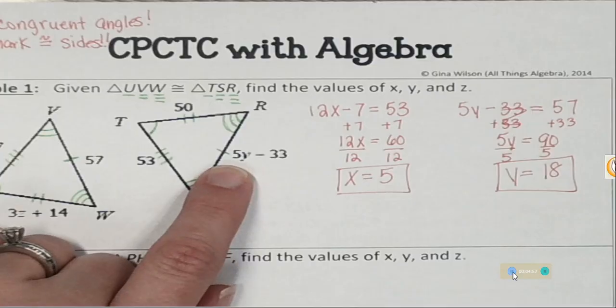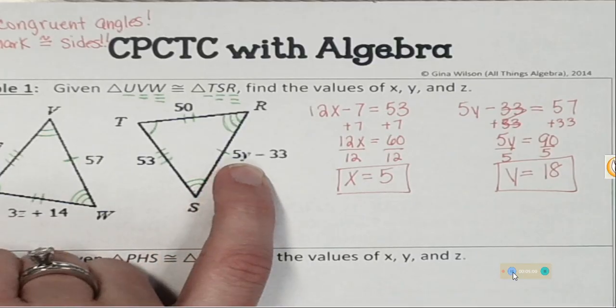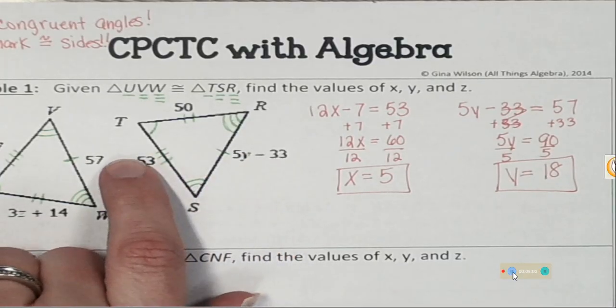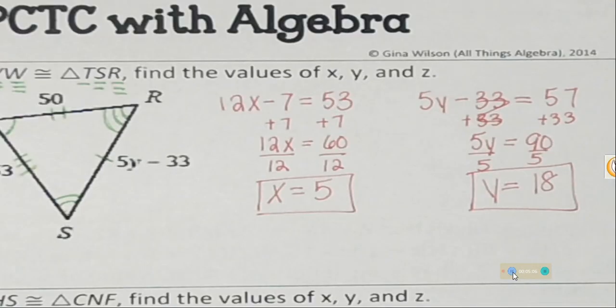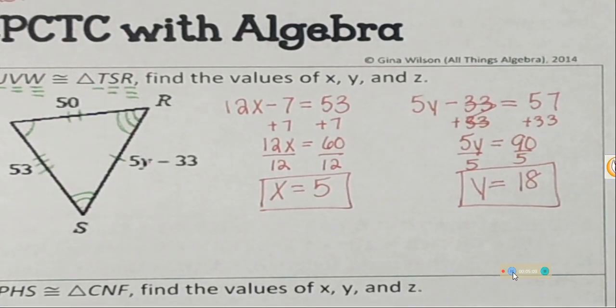So y equals 18. So if I plug in, I'm sorry, 5 times 18 minus 33, I get 57. All right? All right, so I was zoomed in a little bit. Let me zoom back out.